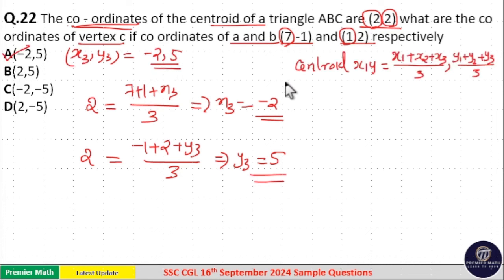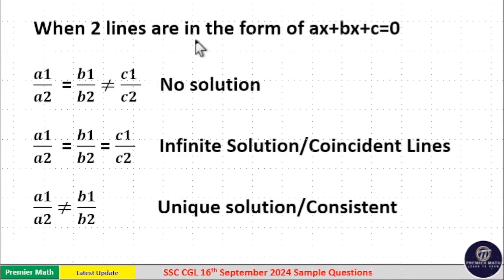Here the centroid formula is this one. Just remember the coordinates of the centroid as the average of the x components and the average of the y components in a triangle. Here, when two lines are in the form of ax plus by plus c is equal to 0, you can use the solutions to find the answer.